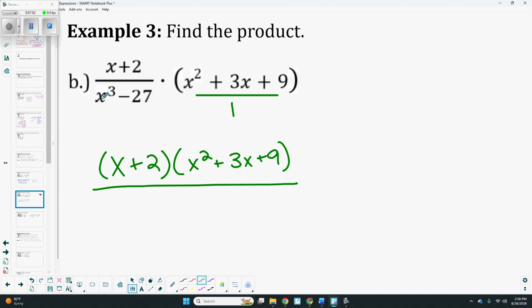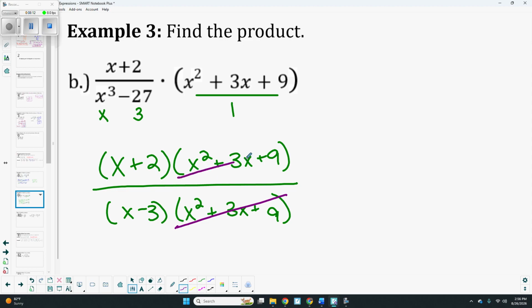over. Now this is the difference of 2 cubes, right? That's x being cubed and that's 3 being cubed. So using our special pattern, that's x minus 3, and then the first term squared plus their product plus the second number squared. And now I see that I have an x squared plus 3x plus 9 in both places. So what I'm left with is x plus 2 over x minus 3.